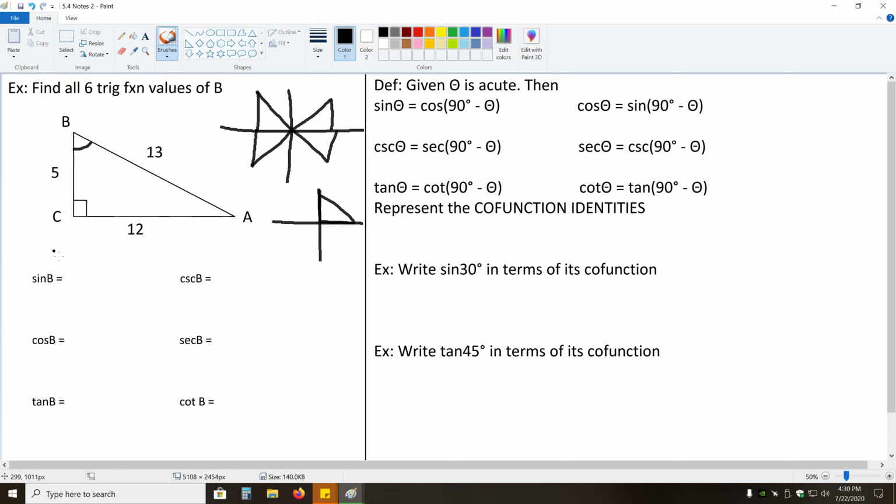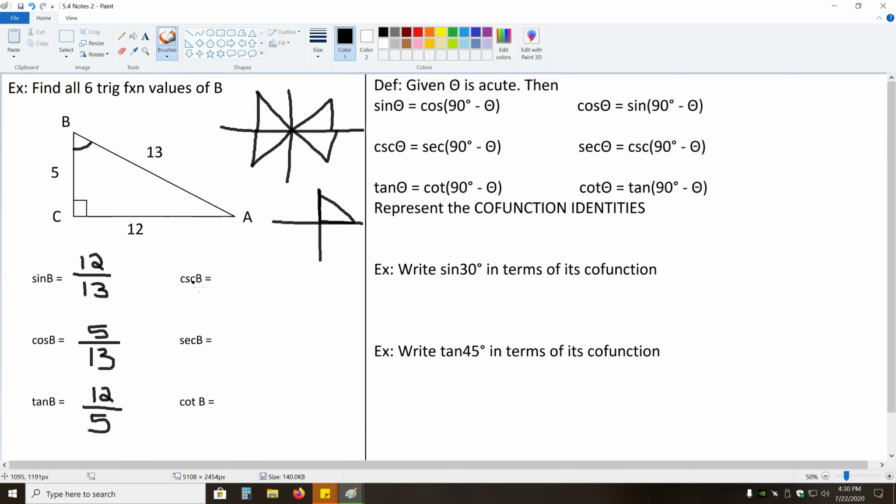And SOHCAHTOA says sine of angle B is equal to the opposite side of B, which is 12, divided by the hypotenuse, which is 13. Cosine of B is the adjacent side, so the side touching the angle B, which is 5, divided by the hypotenuse, which is again 13. Tangent of B is the opposite over the adjacent. So the opposite is 12, the adjacent is 5.